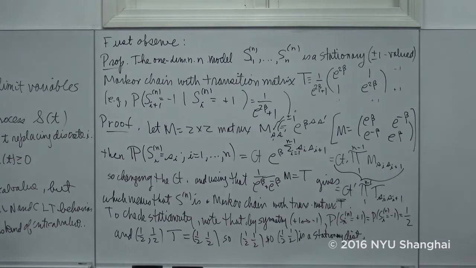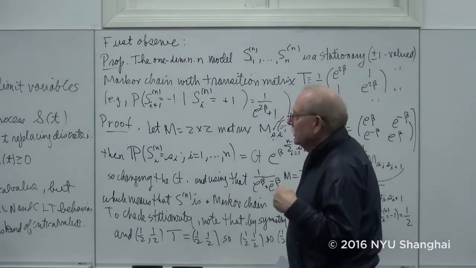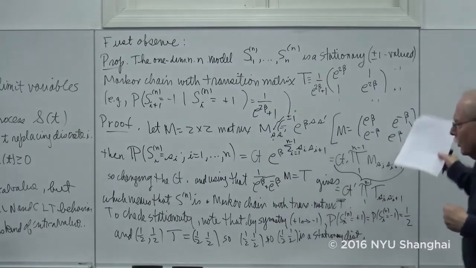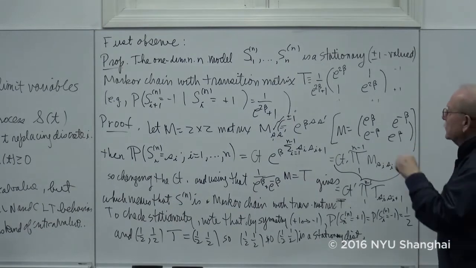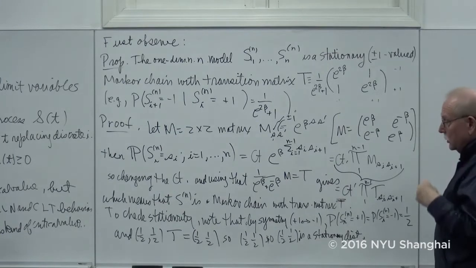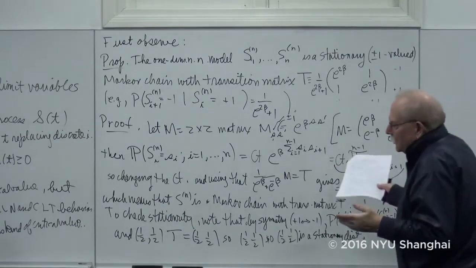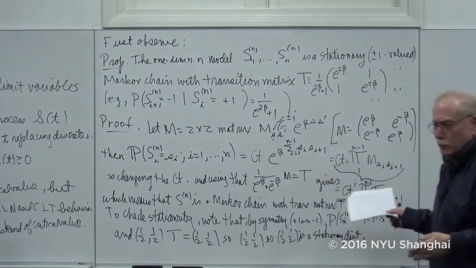I want to describe it in some detail because the limit we're going to get here will be a continuous time process, which also takes the values plus 1 and minus 1. Those of you who know about those things can already guess what it is. There's not much choice.